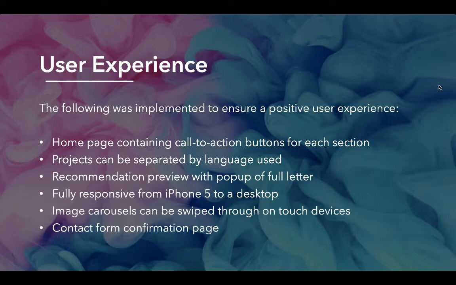So on the first tab, there's all of the projects, and then you can press on each one of the tabs that are separated by language to be able to see each of the projects for each of the main languages that I learned. And then I had my recommendations being shown just as a preview, maybe a couple of sentences on that main page, but there's a button that allows a pop-up to see the full letter.